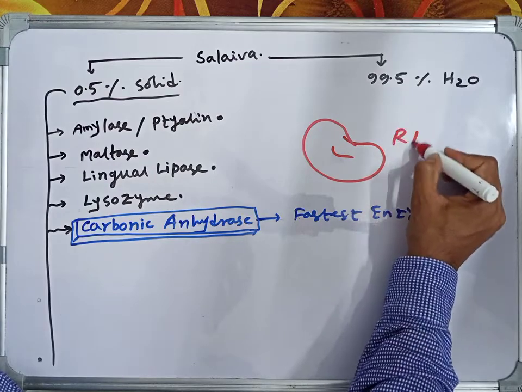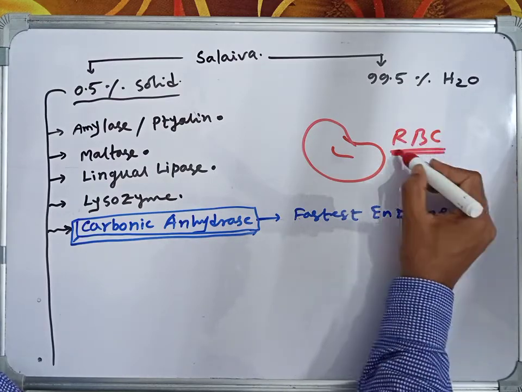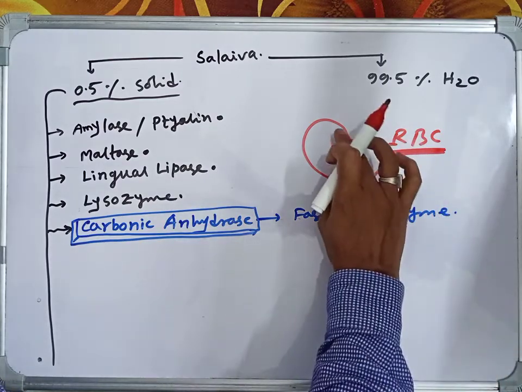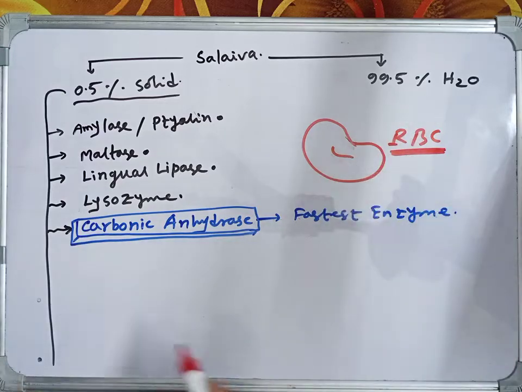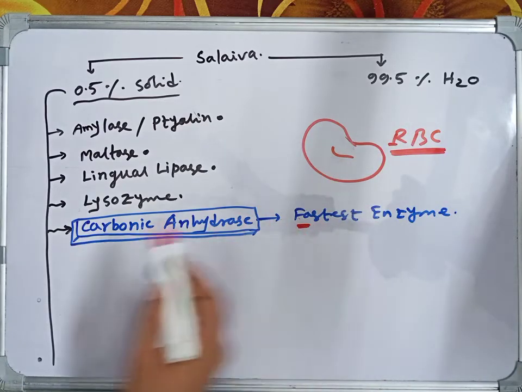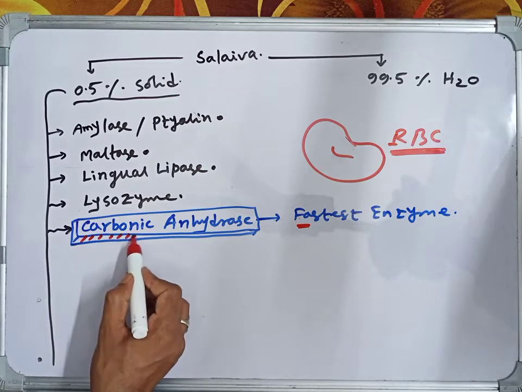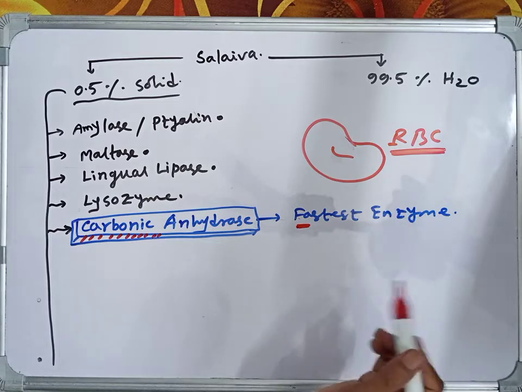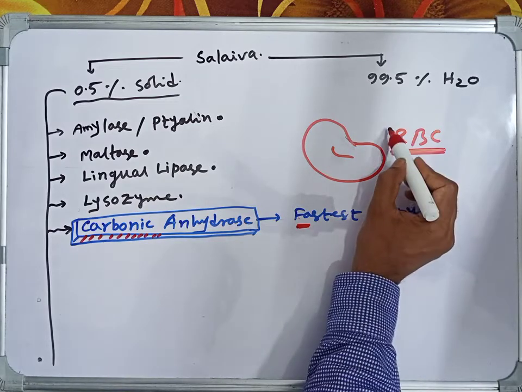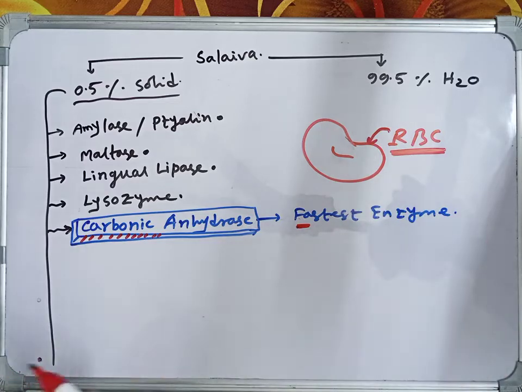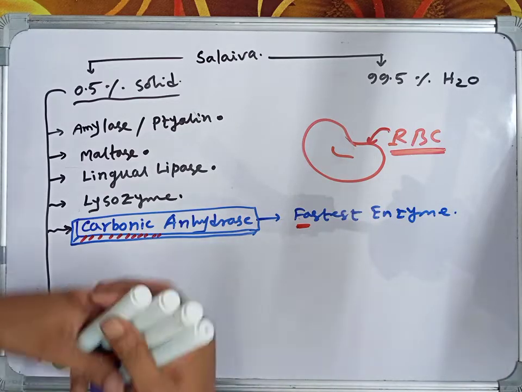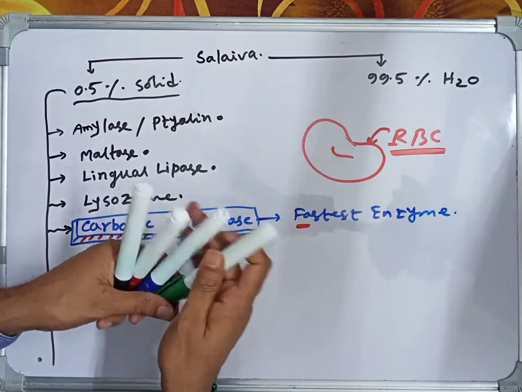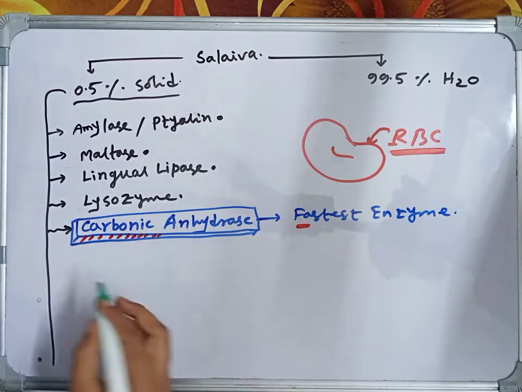Carbonic anhydrase is mainly present in the cytoplasm of RBC, because it is responsible for transportation of carbon dioxide inside the RBC. So that is another MCQ for you: carbonic anhydrase is present in our saliva in negligible amount, and it is the fastest enzyme in the human body, but it is majorly present in the cytoplasm of red blood cells.